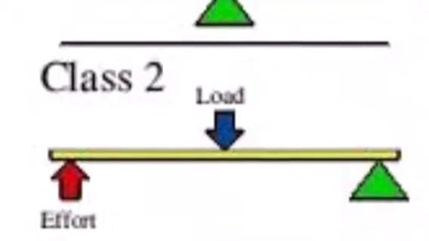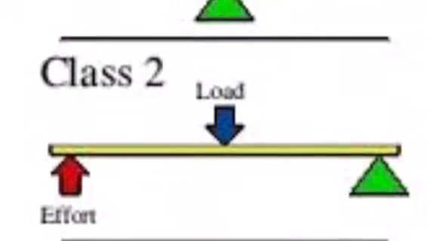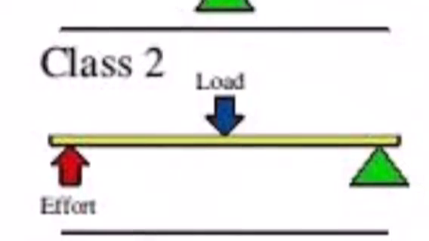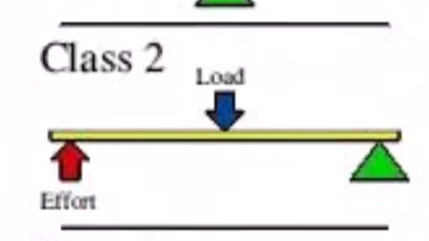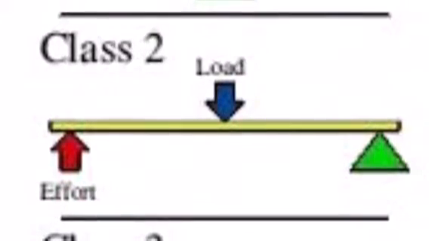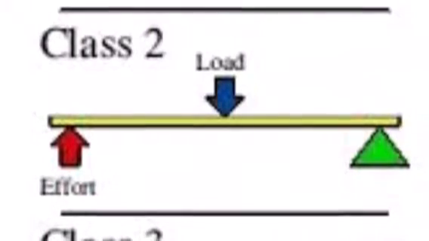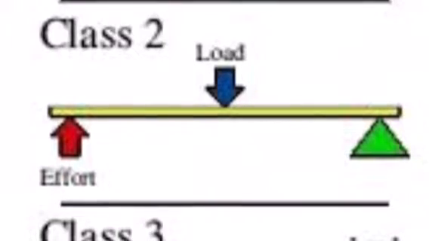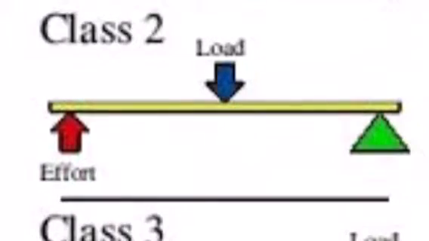In a second class lever, the fulcrum is on the end, the effort is pushing up on another end, and the load is in the middle. Some examples of a second class lever are a gardening barrel, a tool, a car door, and a nutcracker.